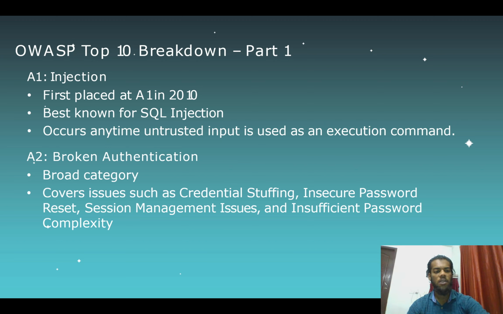Next we see A2. A2 is broken authentication. It is a broad category. It covers issues such as credential stuffing, insecure password reset, session management issues, and insufficient password complexity. These are the things broken authentication deals with.